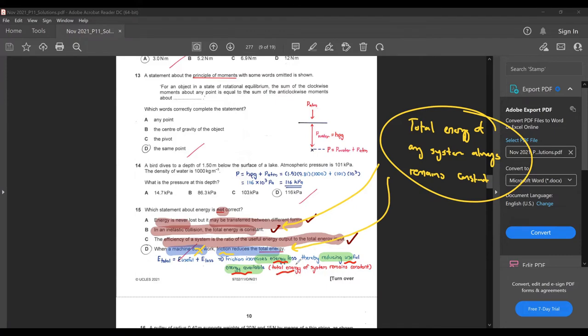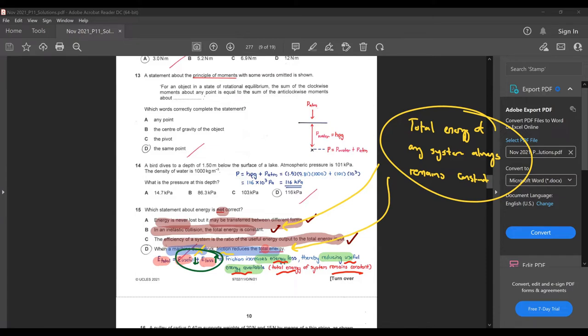We do not say total energy has reduced. Total energy remains constant. Okay, because if we try to look at it another way, total energy can be divided into useful energy and energy loss. So if we have friction, it merely increases the energy loss and then reduces the useful energy that we have, but the total still remains the same.